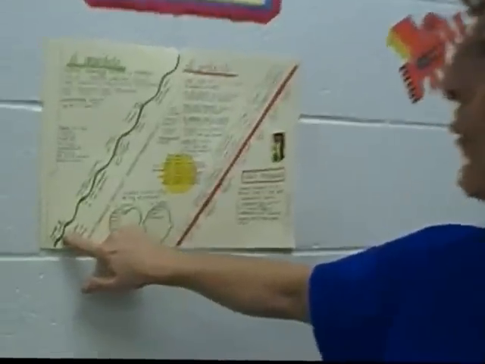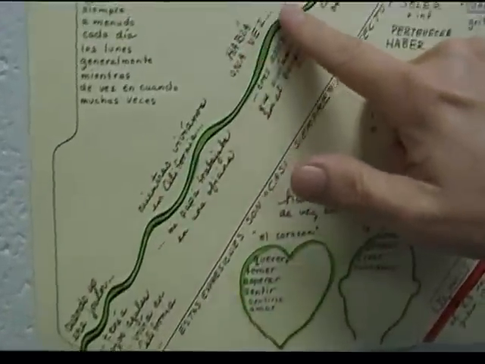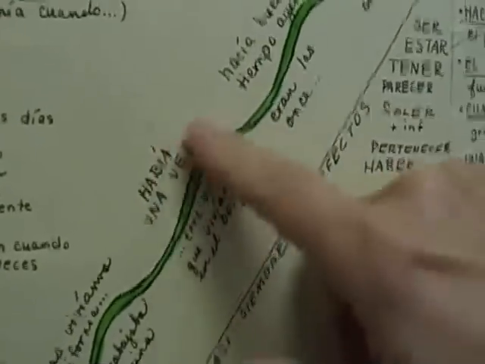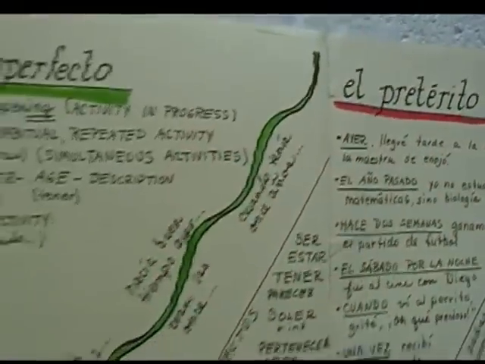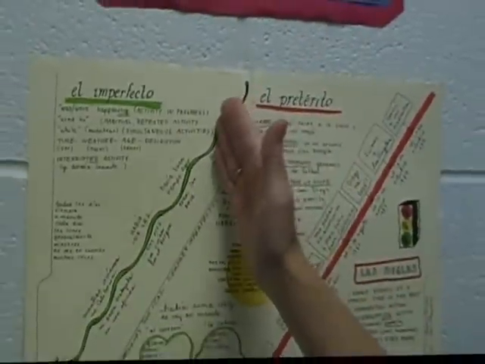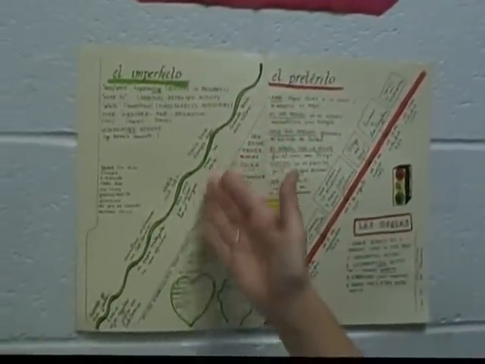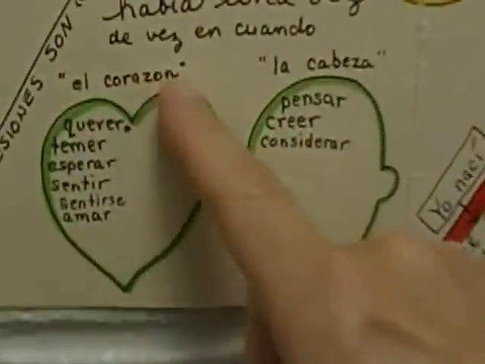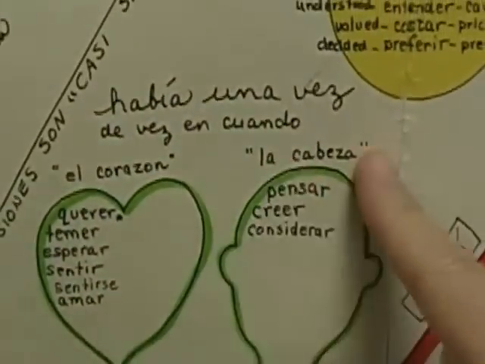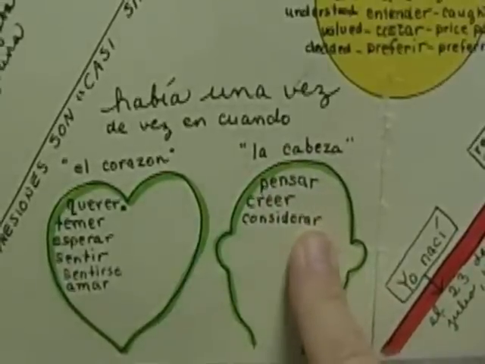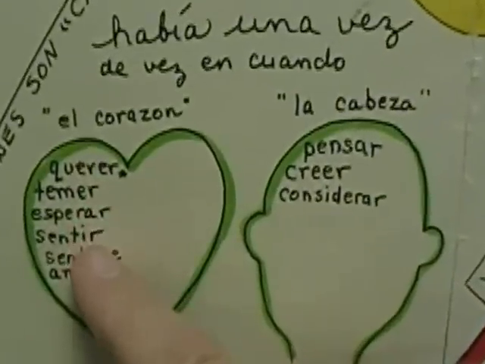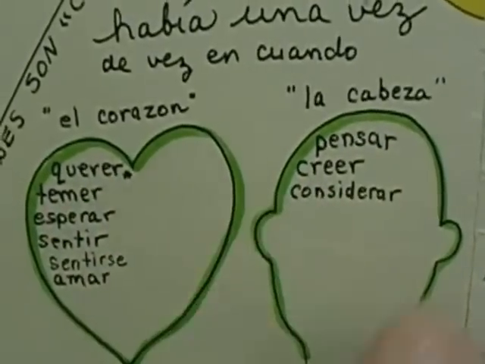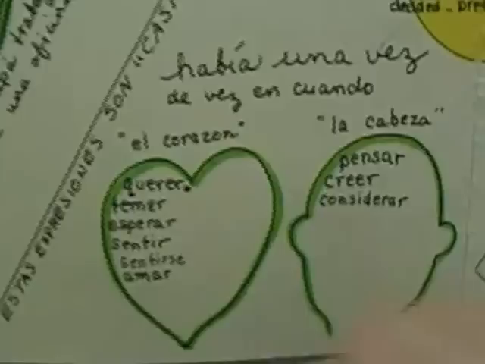And you'll notice the timeline on the imperfecto is more wavy. It's not cut and dry because there are things like once upon a time the three bears. So it's more ongoing, no definite end actions in the past. Also remember in el imperfecto that anything that you do with your heart or your head, as in thinking, believing, considering, and remember with the heart it's things like wanting, fearing, hoping, feeling, loving. Those verbs are almost always used in el imperfecto.